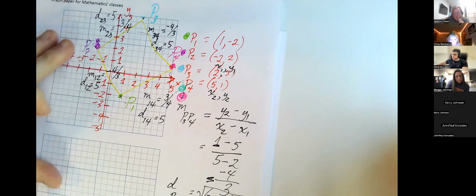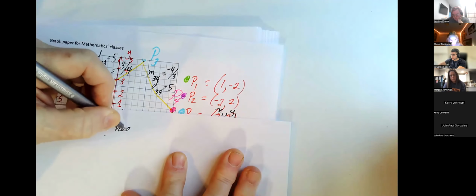We have that the distance between 2 and 3 is 5. So all the distances are the same. We know that the opposite sides are parallel. We need one more thing to prove that these 4 points make a square. What is that one more thing? The lines to be perpendicular. Very good, very good. We need all of the sides that are next to each other to be perpendicular.